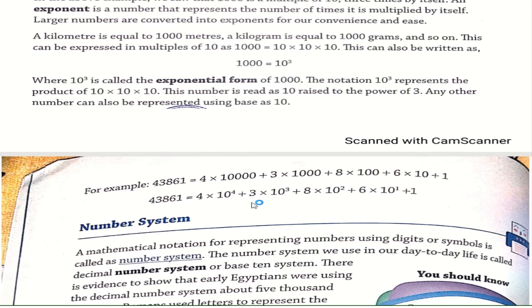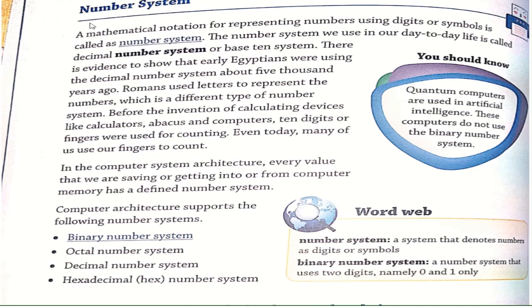This is the mathematical form, but in computer also there are some conversions. We'll learn how the number systems work in our computer subject. So before starting, we should know what the number system is. The mathematical notation for representing numbers using digits or symbols is called what? Number system. The number system we use in our day-to-day life is called what? Decimal number system, which is the base 10 system. In mathematics, you are using the decimal number system, which has base 10.